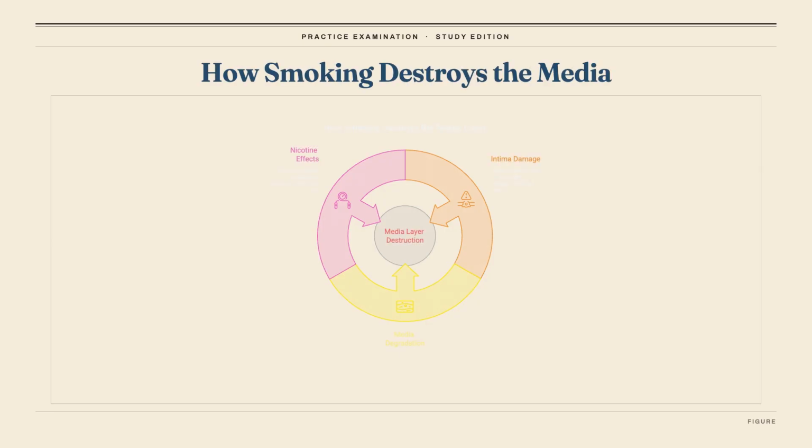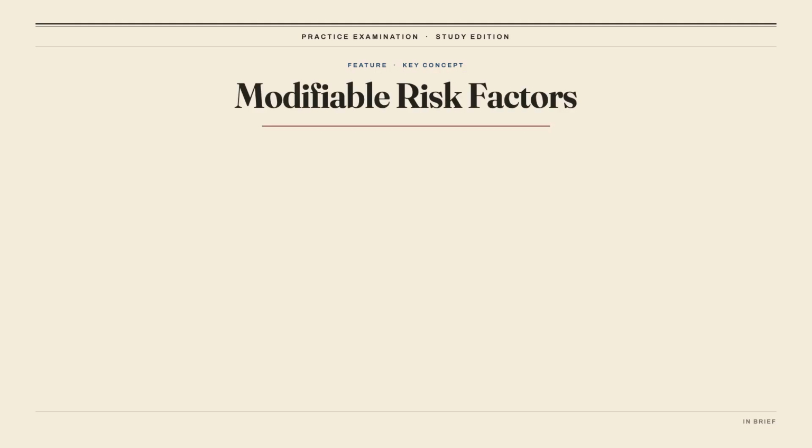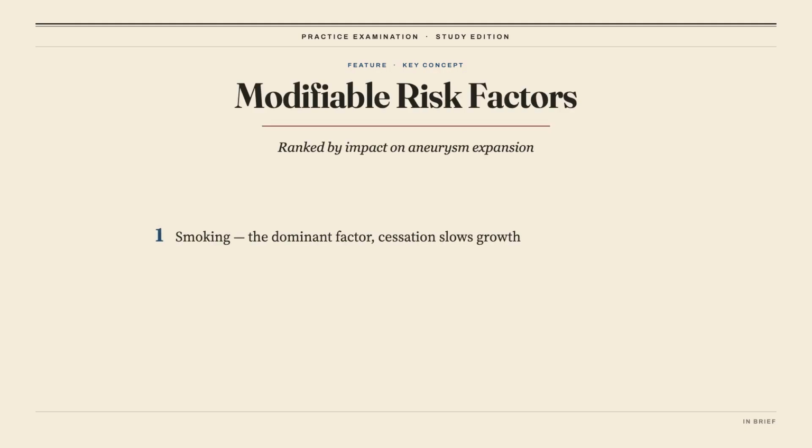The mechanism is direct. Tobacco smoke promotes atherosclerosis that damages the intima, ramps up enzymes that chew through elastin and collagen in the media, and nicotine adds vasoconstriction and pressure on top. Together, this accelerates destruction of exactly the layer that keeps the wall from dilating. Smoking cessation measurably slows expansion rate, changing how many years pass before repair is needed.